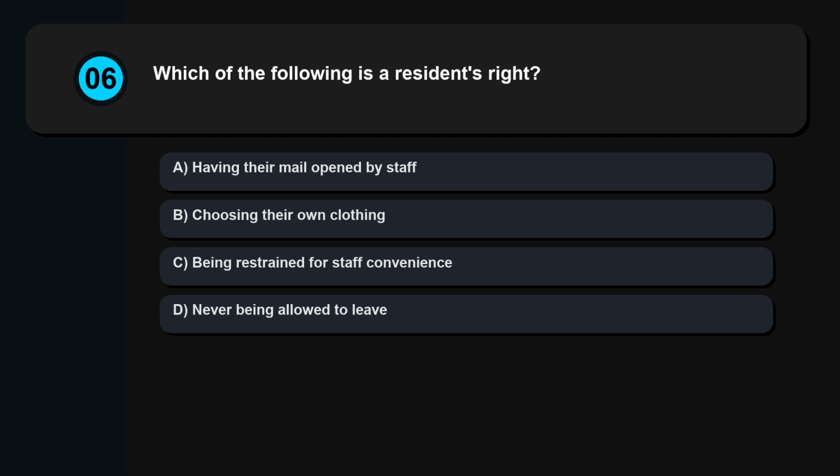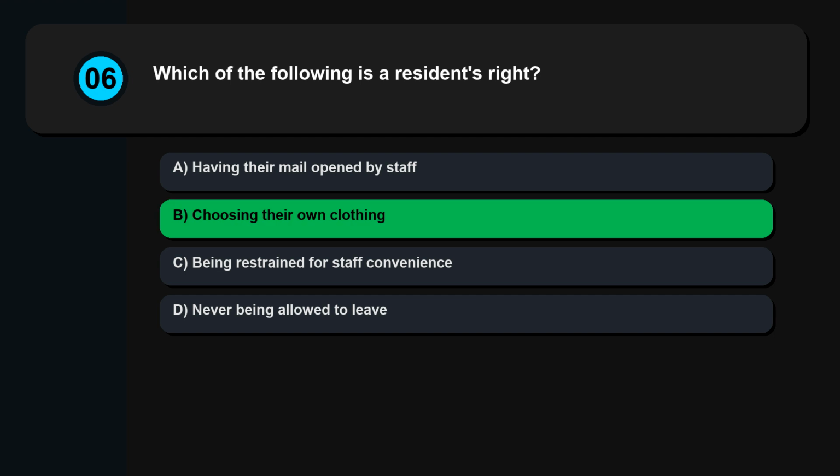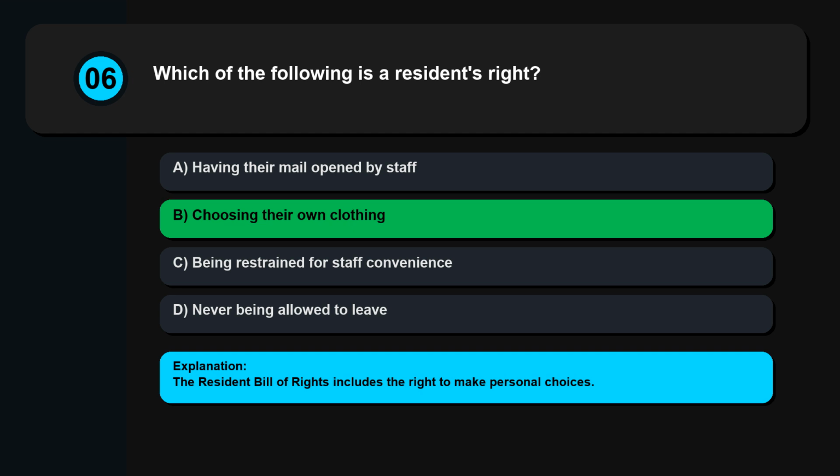Question 6. Which of the following is a resident's right? Having their mail opened by staff, choosing their own clothing, being restrained for staff convenience, never being allowed to leave. The Resident Bill of Rights includes the right to make personal choices.